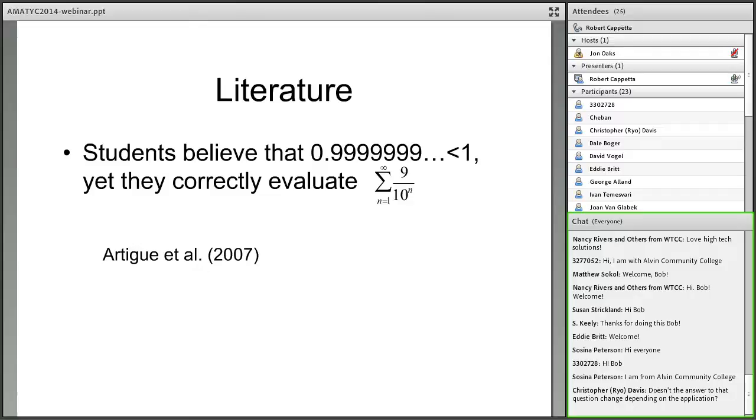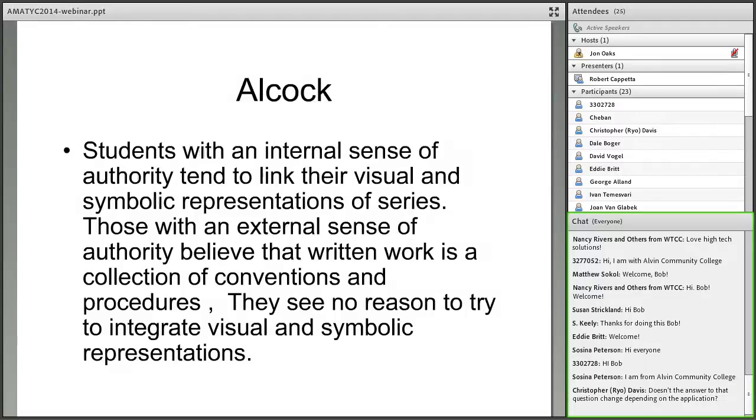But if the student sees the geometric series question as just an exercise, run the numbers through the formulas and get an answer without reflecting on what it means, then the student may maintain that incorrect solution. Alcock mentions this as well. If students have an internal sense of authority, they link their visual and symbolic representations. So if they feel they are responsible for their own learning, they do their best to coordinate these multiple representations.